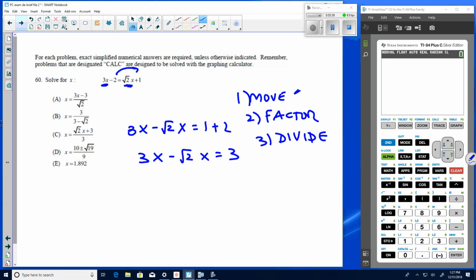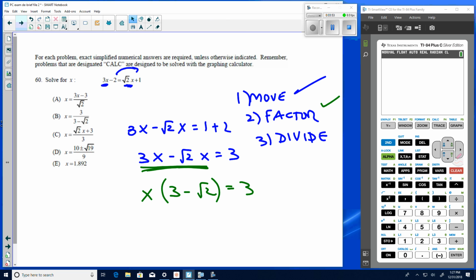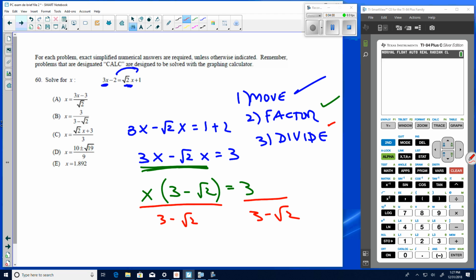We've moved and cleaned up. Now we go ahead and factor. We'll factor out the x. Both of these terms have an x in it. X comes out, 3 minus root 2. And that takes care of that. And the last step is to divide. So we divide both sides by 3 minus root 2. So x is equal to 3 over 3 minus root 2. It was sort of disappointing the number of people that could not solve a linear equation. Linear equations. Okay.